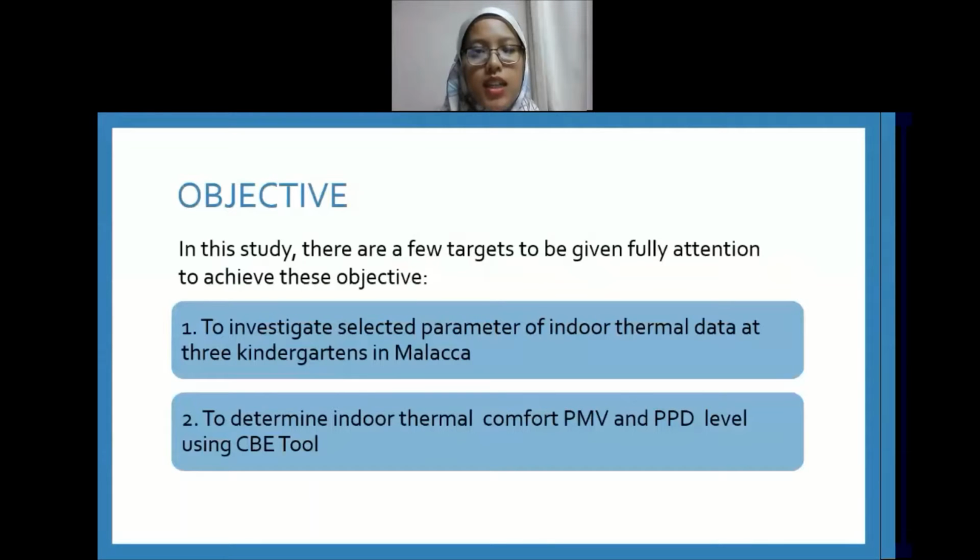In this study, there are a few targets to be given full attention to achieve the objectives. First, to investigate selected parameters of indoor thermal data at 3 kindergartens in Malacca. Second, to determine indoor thermal comfort predicted mean vote and predicted percentage of dissatisfied level using CBE tools.